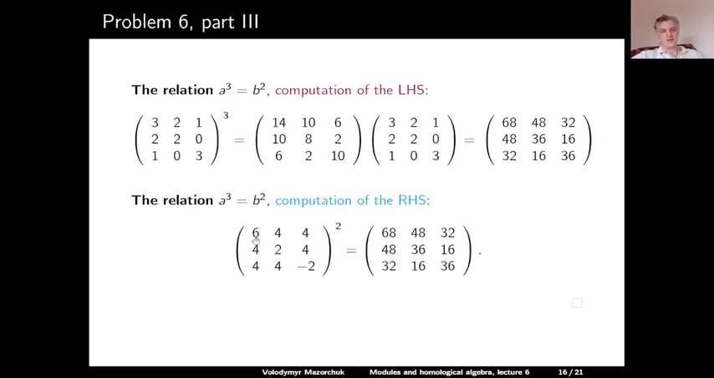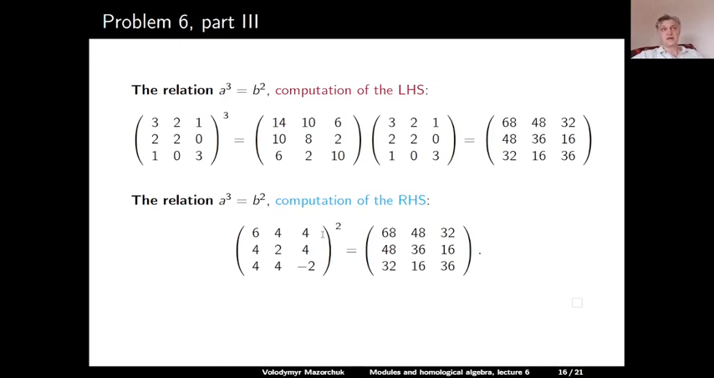So let's check at least some elements. (6, 4, 4) times (4, 2, 4): 6 times 4 is 24, 4 times 2 is 8, it's 32. 4 times 4 is 16, it's 48. And so on. We can check. So we get that A cubed is equal to B squared. So all relations are satisfied.